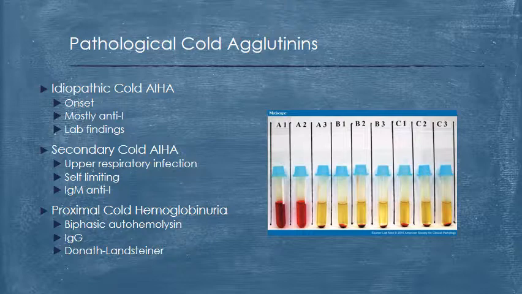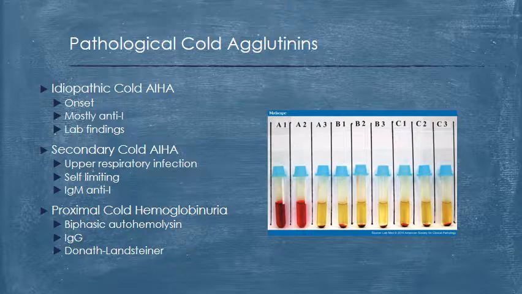Okay, and what you get here, remember we talked about the Donath-Landsteiner test and the Donath-Landsteiner antibody. What you get is an antibody that has biphasic characteristics. So the antibody that binds to the red cell binds at cold temperatures. That's normal. However, once it reaches the warmer temperatures of the core of the body, it will fix complement and hemolysis will occur.